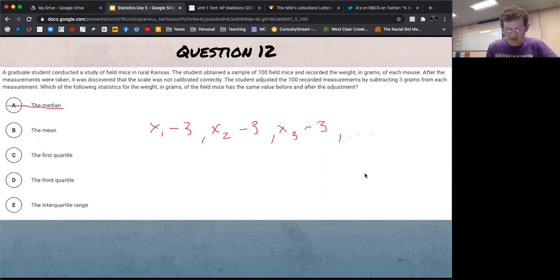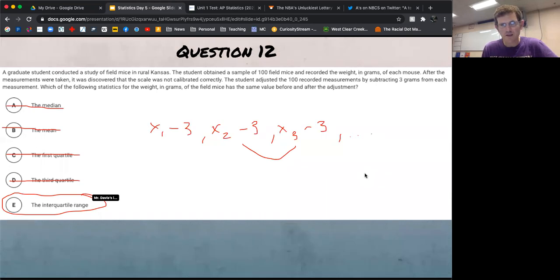Okay. The mean is also going to change by 3. The first quartile is one of these points or an average of 2 points. And so that's going to have changed by 3 also. Same logic with the third quartile. The only thing that doesn't change is the interquartile range, because the interquartile range is just your Q3 minus your Q1. So if those both shift by 3, then that doesn't change the actual range. So that's the only thing that doesn't move.